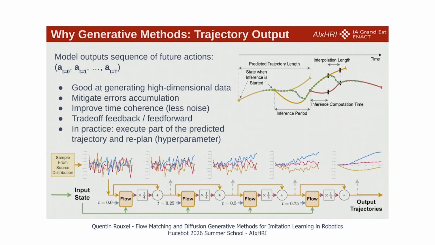Also, every time you have a delay in a control system, a delay between sensors and action makes a reactive policy brittle and very sensitive. So having a kind of trade-off between feedback and feedforward is usually a very good thing in control, and this is one of the reasons that these generative methods are doing better.